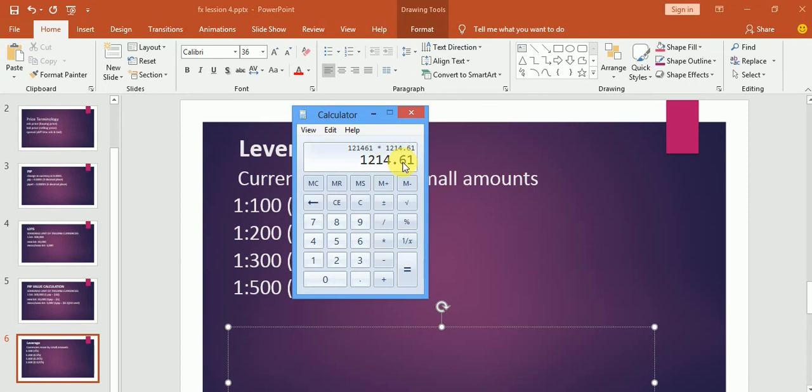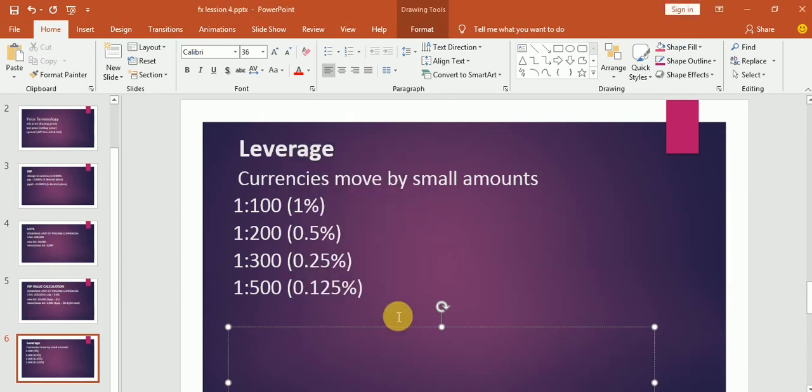$1,214.61. This is how much you are going to pay, and they will complete the rest of the money. Out of the $12,000, you are paying $1,000 because they are giving you this leverage of 1:100. So you are paying 1%. When they give you a leverage of 1:200, actually you are paying 0.5%, not even up to 1%. Some give you 1:300, whereby you pay 0.25%. Some give you 1:500, whereby you pay 0.125%, which is half of 0.25%. Let me say 1/8%. You understand, something like that, 1/8%.